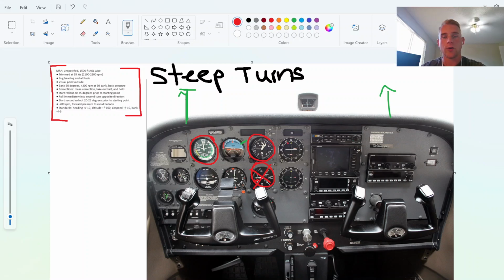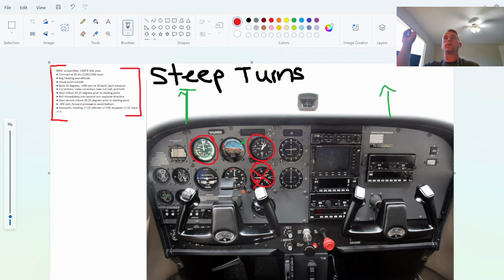If you see that your altimeter needle right here is dropping and you're losing altitude, this is almost instant. Okay, there's a tiny delay, but you can catch it way faster than the VSI. So the instruments that I'm mainly looking at for this are the airspeed indicator, my bank angle, and my altimeter.